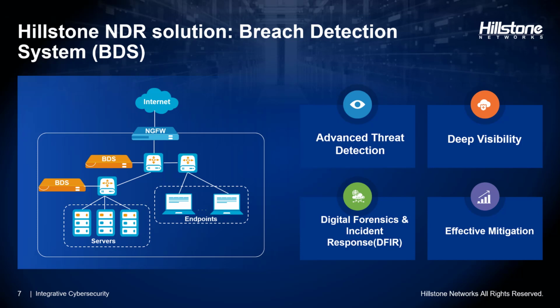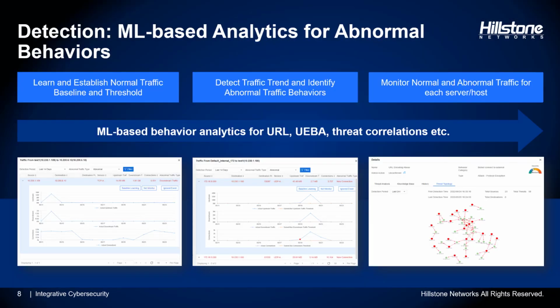And let's look at threat detection first. Using machine learning algorithms to analyze network traffic and detect abnormal behaviors allows us to uncover patterns and anomalies that may indicate potential threats within our network. To effectively identify abnormal behaviors, we first need to establish a baseline of normal traffic patterns. Machine learning algorithms analyze historical data to learn these patterns and set thresholds for what is considered typical network behavior.